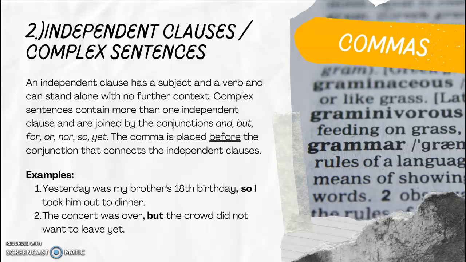Here are a few examples. Yesterday was my brother's 18th birthday, comma, so I took him out to dinner. And you can see the same pattern in the concert was over, comma, but the crowd did not want to leave yet. Notice how both parts of the sentence can be a complete sentence on their own, and they are connected with a comma and a conjunction.